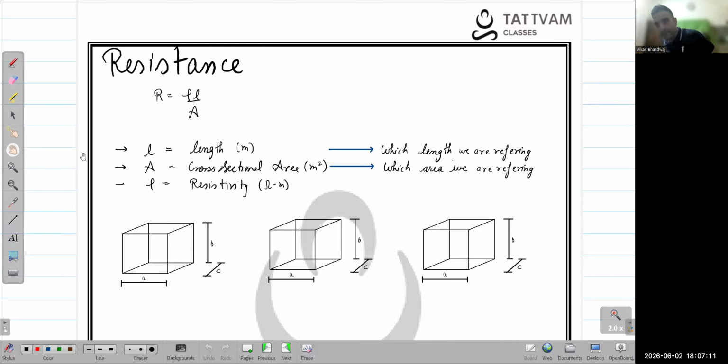Now what are we saying? Resistance. We just calculated resistance as rho L by A. Right. What is the length? What is the area? Which length are we referring to? We are referring to the length in the direction of current.